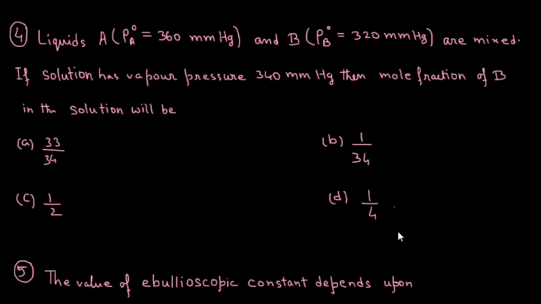Question 4. Liquid A, PA0 is equal to 360 mmHg, and B, PB0 is equal to 320 mmHg, are mixed. If solution has vapor pressure 340 mmHg, then mole fraction of B in the solution will be: A, 33/34; B, 1/34; C, half; and D, 1/4.